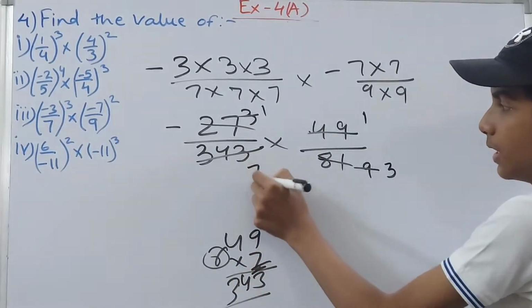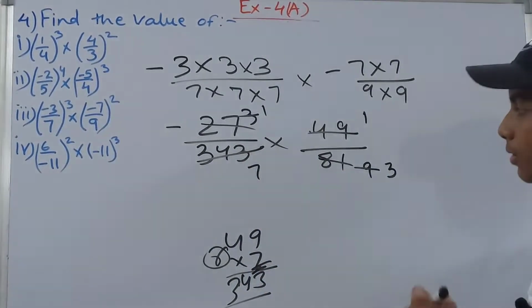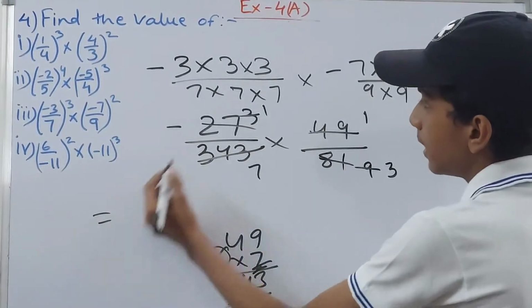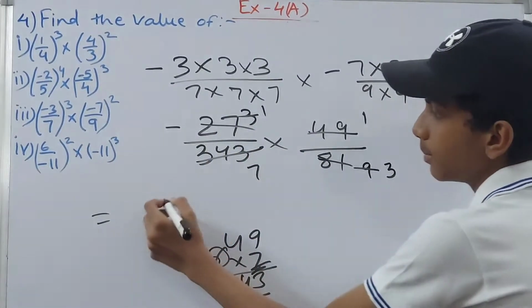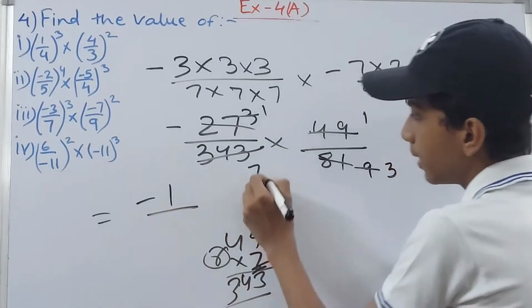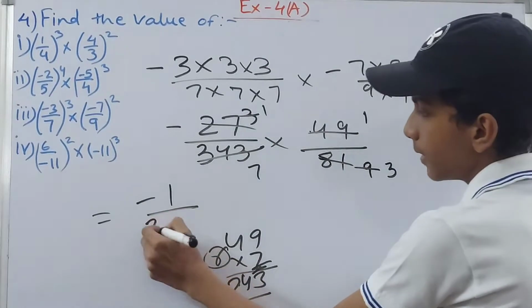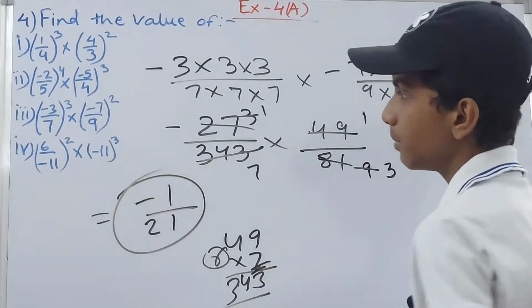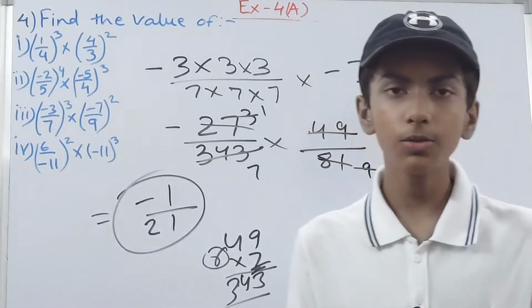Here we've already done that. Now after all this, what will we have? Minus 1 into 1 becomes minus 1 upon 7 into 3 is 21. So minus 1 upon 21 becomes our answer. Now let's move on to the next part.